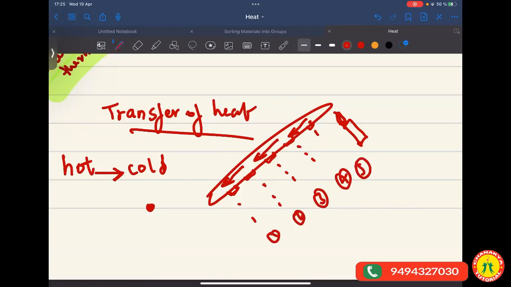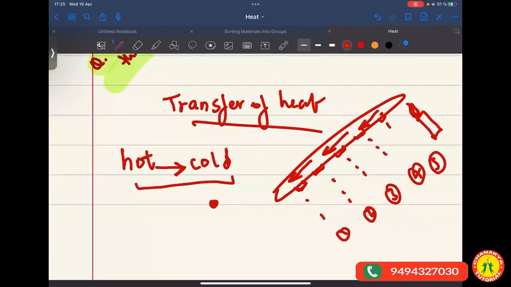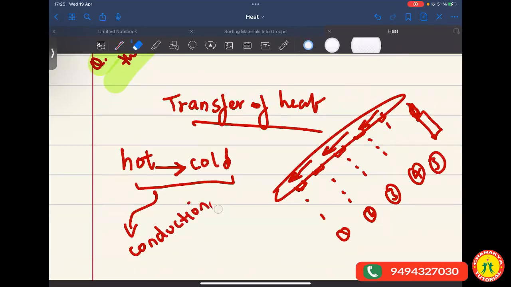Which wax will drip first? 1, 2, 3, 4, or 5? Ma'am, 5. 5, because that is the nearest one. Okay. So the process by which heat is transferred from the hotter end to the colder end is known as conduction. That's why you say good conductor and bad conductor. It allows you to conduct the flow. So this is known as conduction.